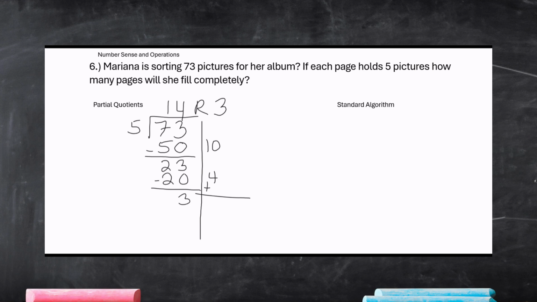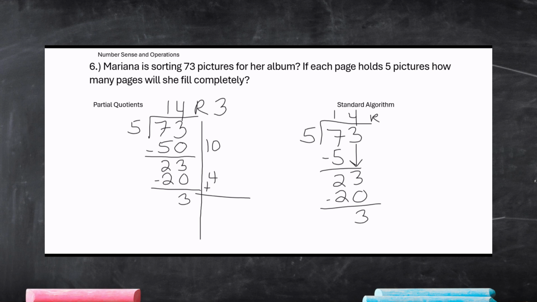We have our same dividend of 73 and our same divisor of 5. This time we ask ourselves, how many 5s can I take out of 7? And the answer is 1. 1 times 5 is 5. 7 minus 5 is 2. Bring down the 3, which I forgot to write, but there's 23 there. So how many 5s can we get out of 23? It's 4. 4 times 5 is 20. Do your subtraction and you're left with the same remainder of 3 that we got with the other method.